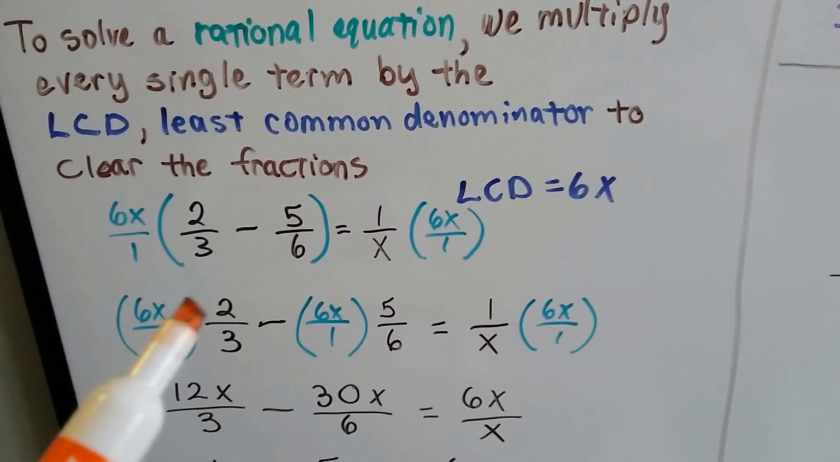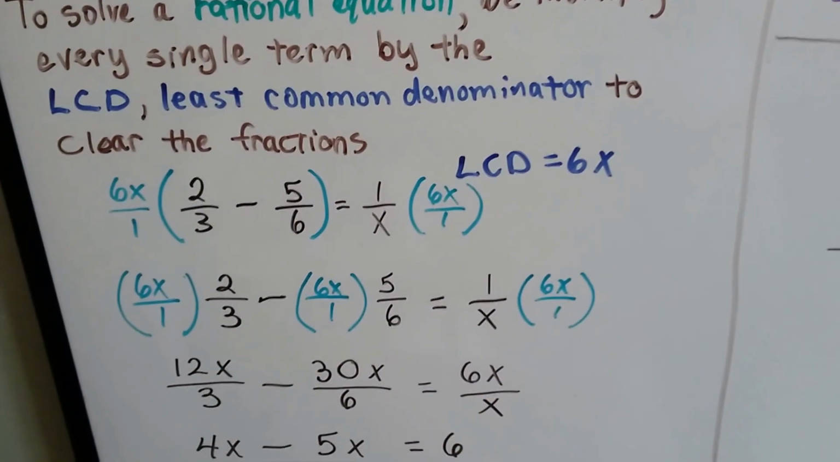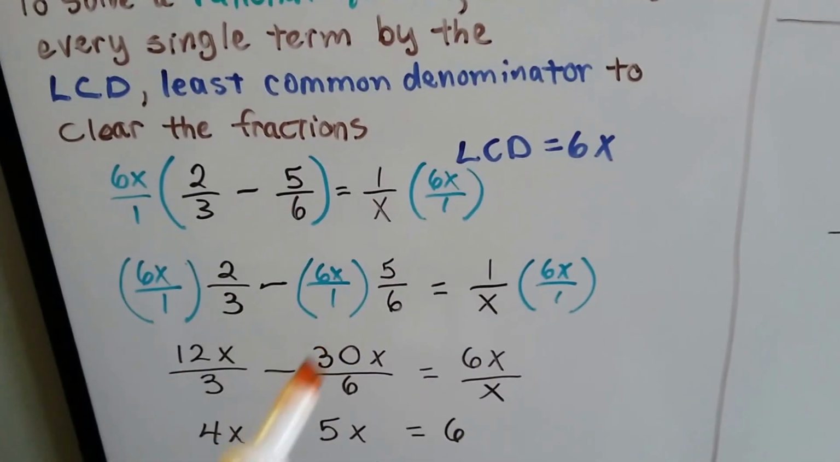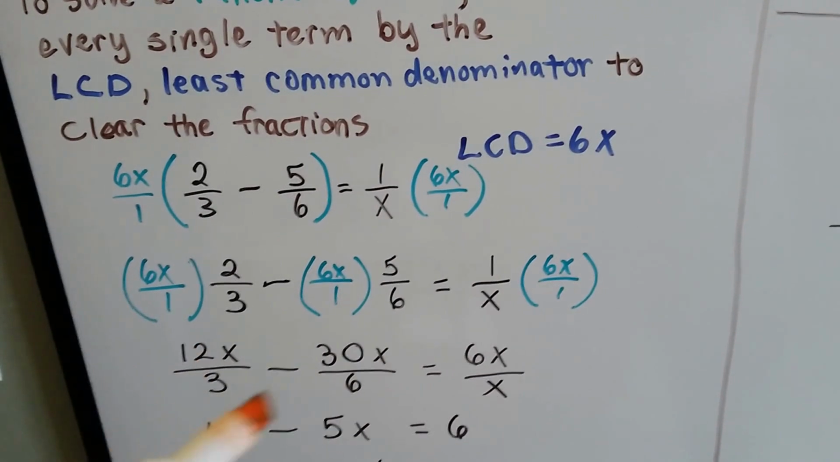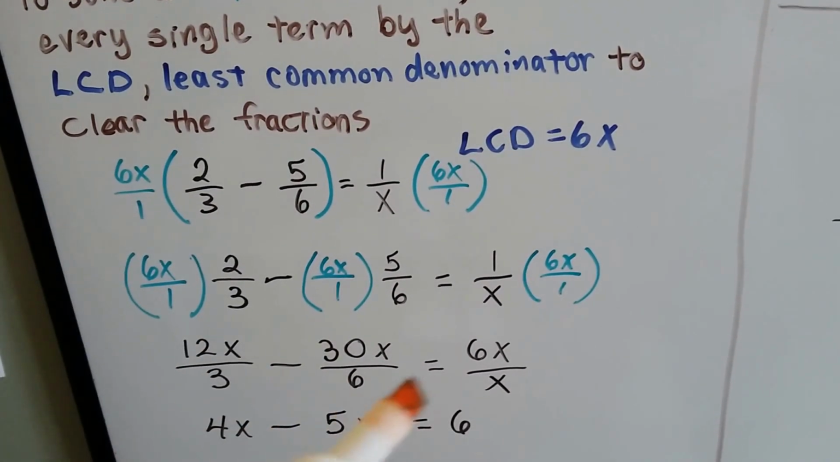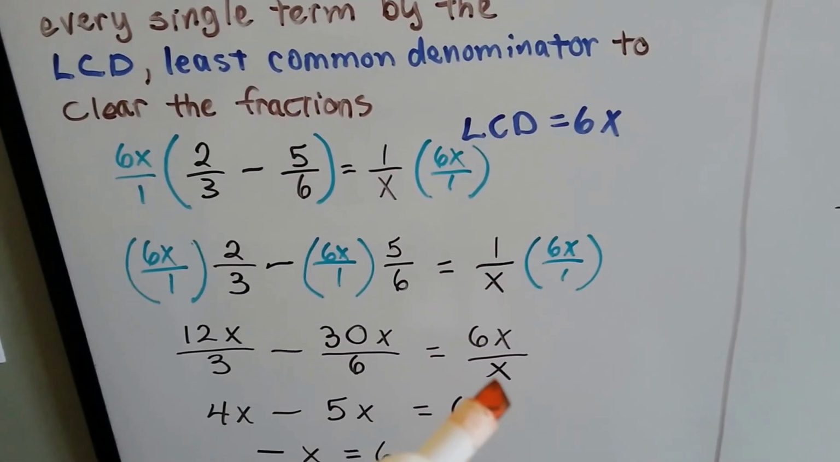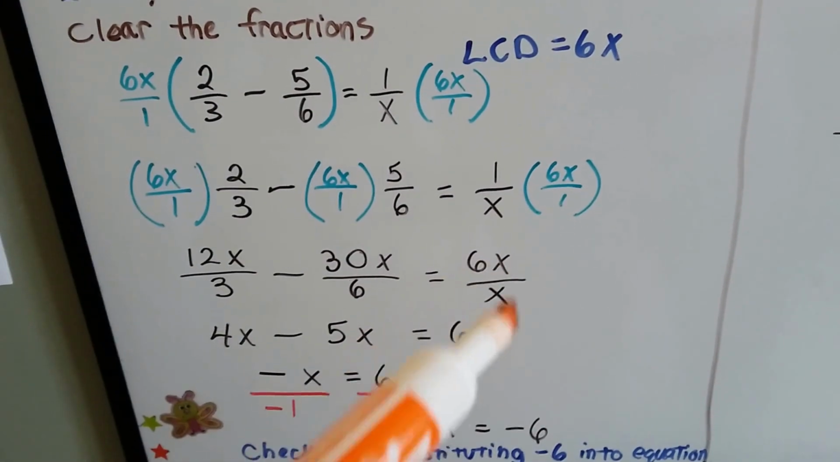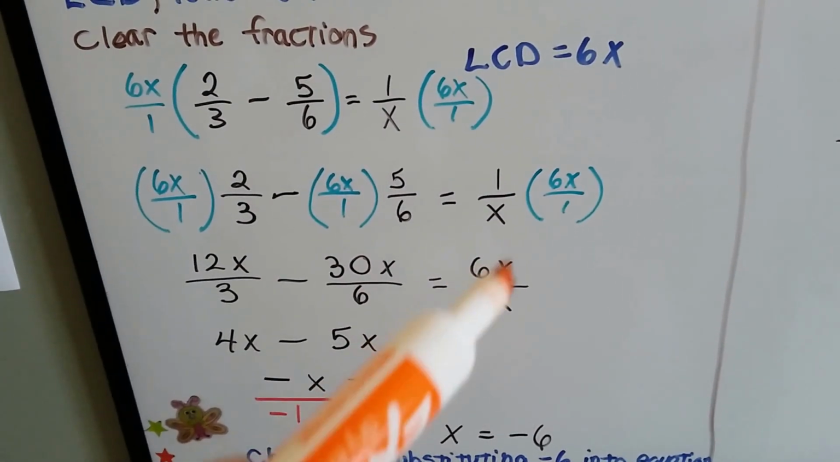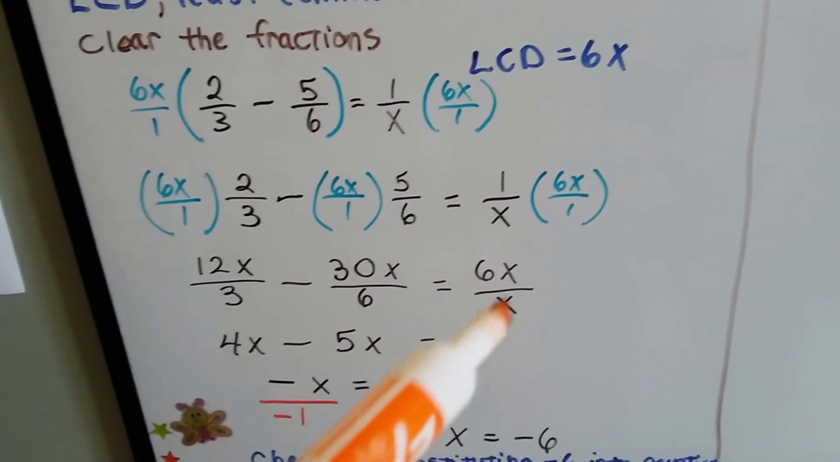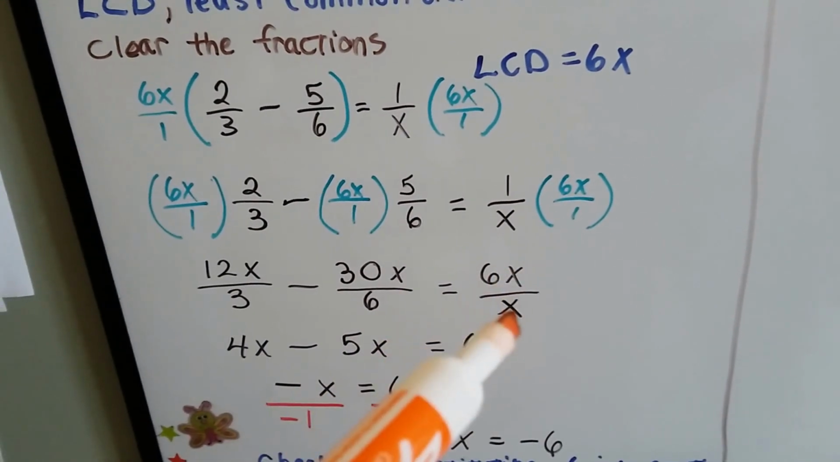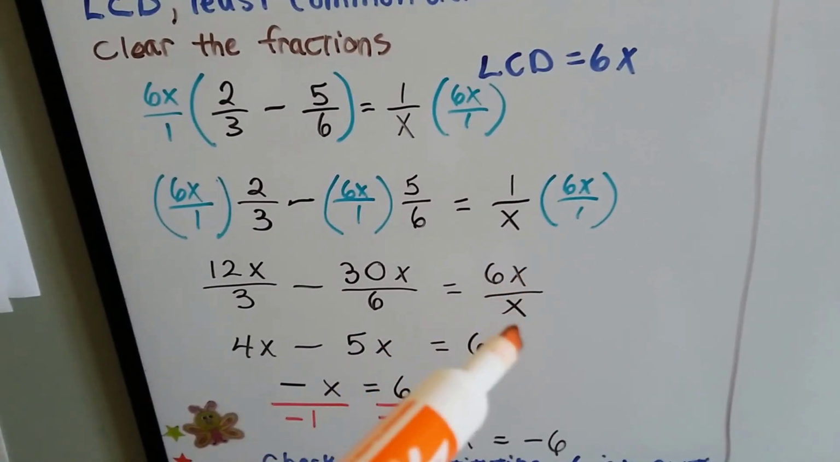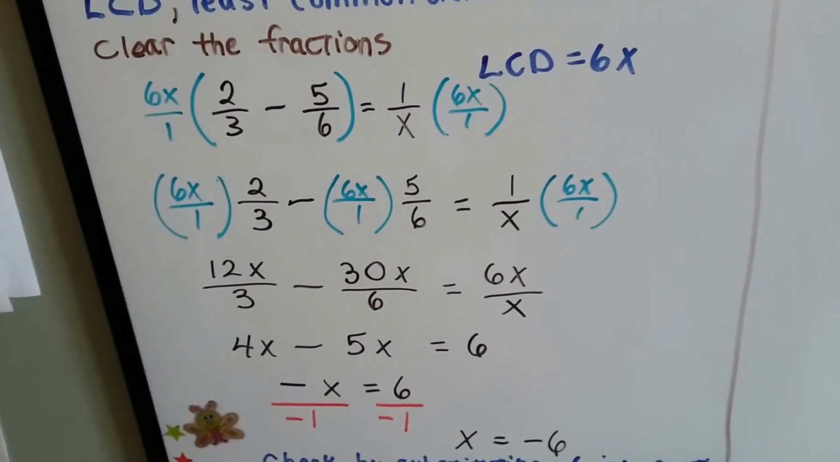when we multiply, every term, don't forget, even on the other side of the equal sign and this guy in the middle, we're going to get 12x over 3 minus 30x over 6 and 6x over x. These two x's are going to be a 1 because it's the same numerator and denominator. See? Because it's 6 times x over x. So that's going to cancel out as a 1, and we'll just have a 6 on this side.